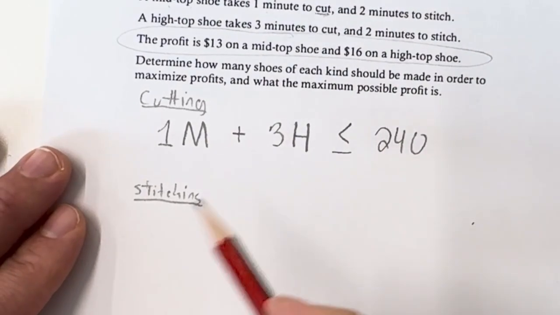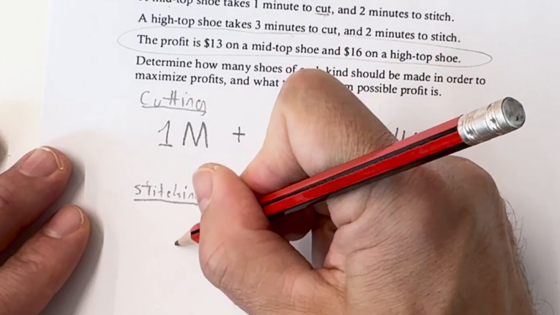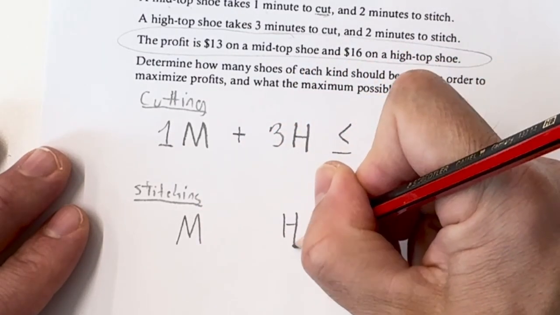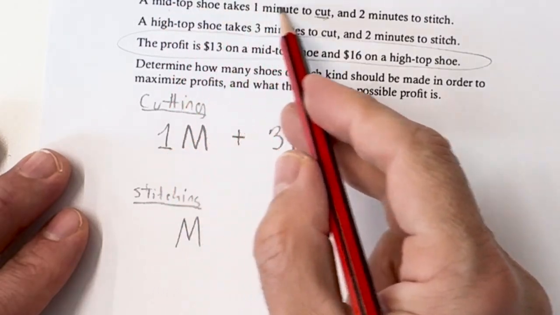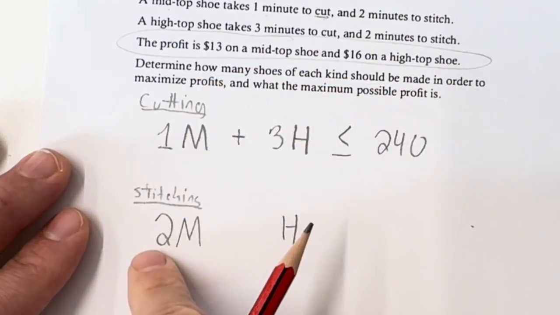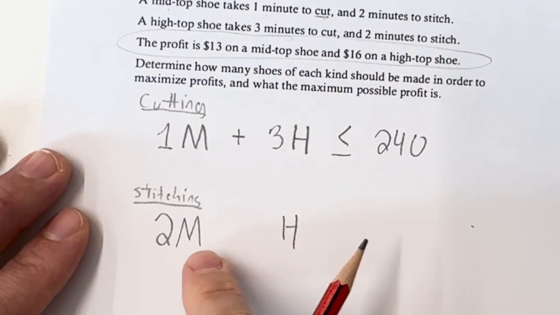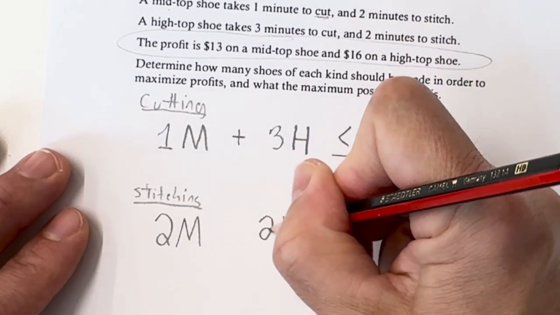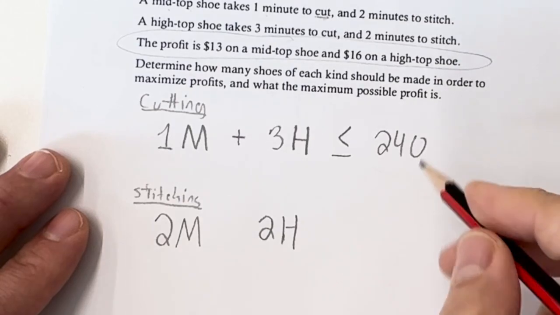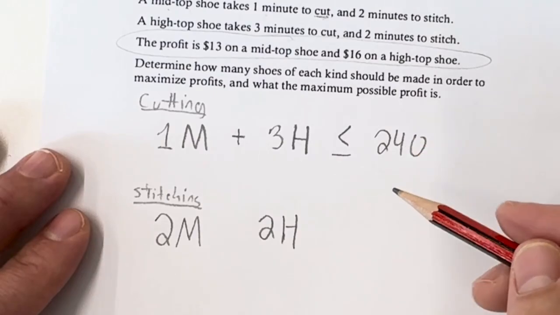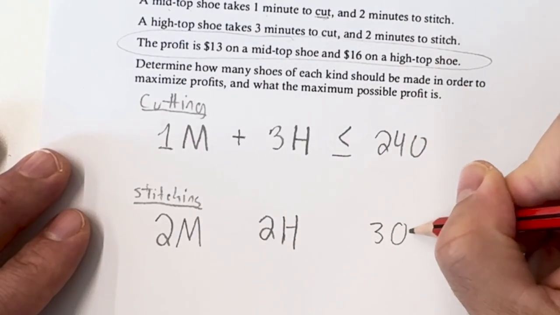Now when we look at stitching, we're also stitching our mid-top shoes and our high-top shoes. To stitch your mid-top shoes, it takes 2 minutes per shoe. And to do my high-top shoes, it takes 2 minutes to stitch the high-top shoes. Okay, and then it tells you that the stitching machine runs 5 hours per day, which is 300 minutes.